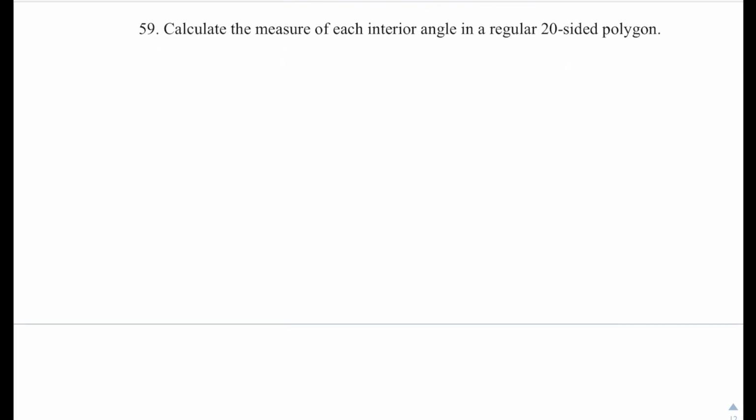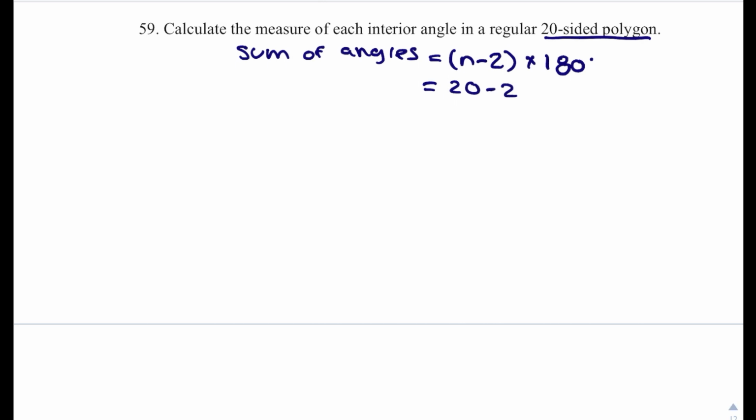59. Calculate the measure of each interior angle in a regular 20-sided polygon. So again, sum of angles equals n minus 2 times 180 degrees, where n is the number of sides. So we have 20 minus 2 times 180 degrees. We're going to plug this into our calculator, and we're going to get 3,240 degrees. But this is asking for the measure of each interior angle.